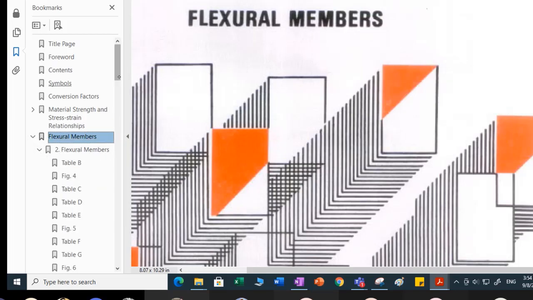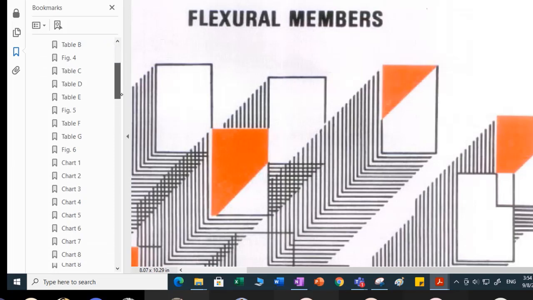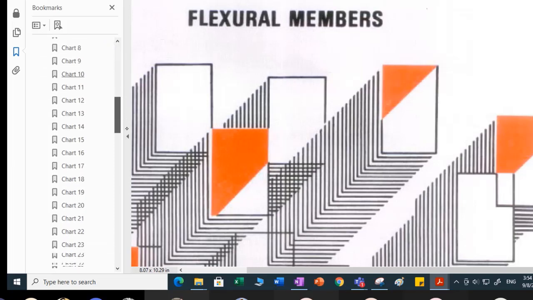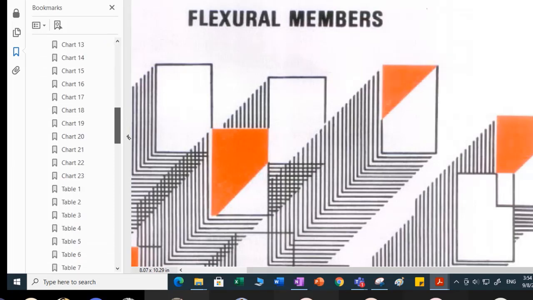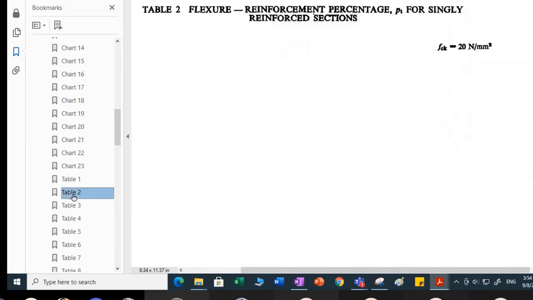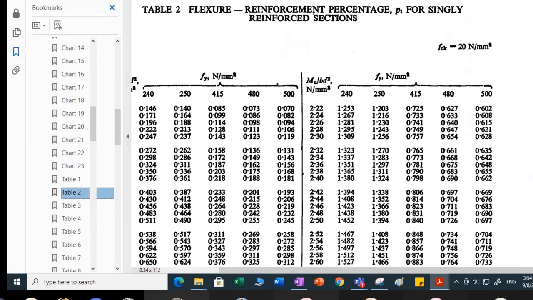And since I'm a little bit familiar with this, I'll go directly to table number 2. If you want, you can spend some time on it. This will speed up your calculation. So this is my table 2.